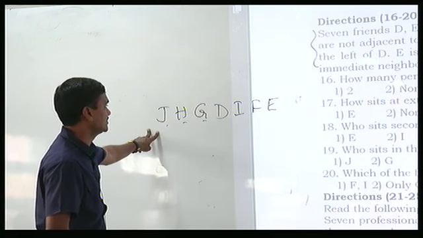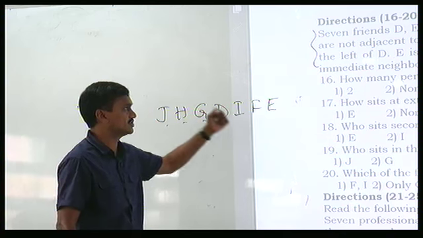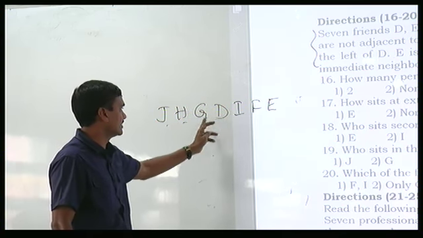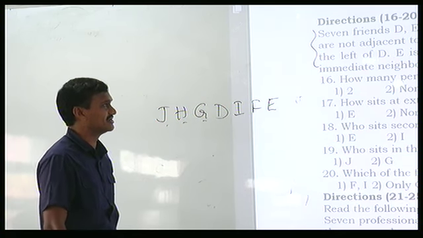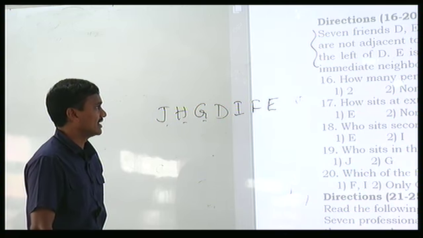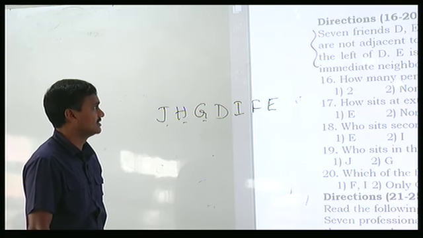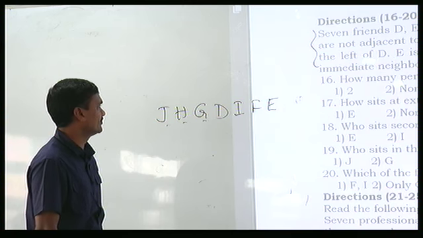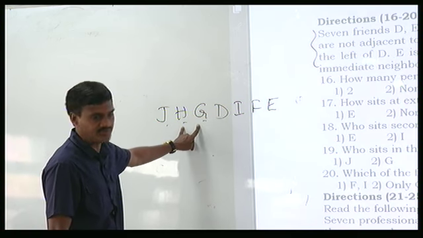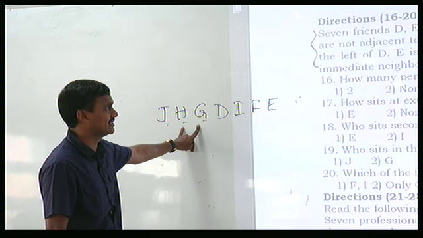Next one, E is not adjacent to D. E and D are not adjacent to each other. I sits second to the right of G. I is seated second to the right of G. G is the immediate neighbor of H. Who is the immediate neighbor of H?